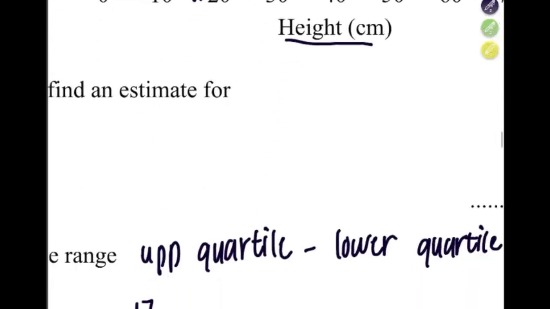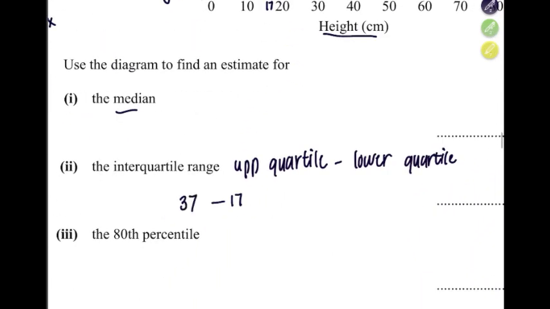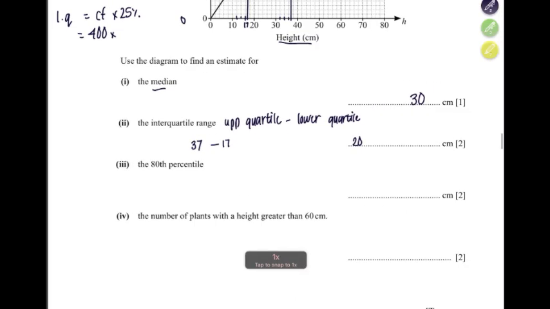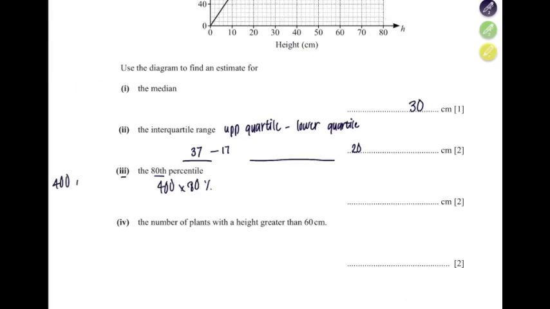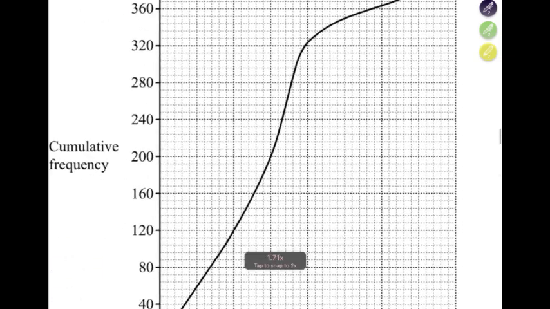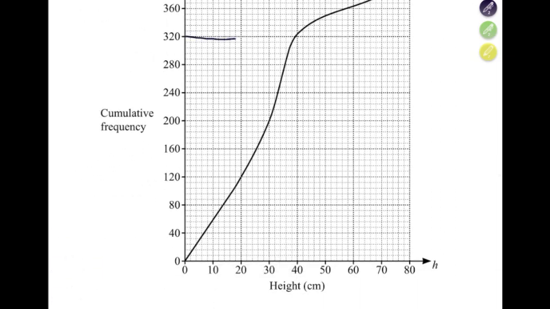It's 37. So 37 minus 17, the answer is 20. Now we can find the 80th percentile. 80th percentile is 400 times 80%. This is going to be 400 into 80 divided by 100. We can cancel them. 8 times 4 is 32, and then 1 0. So this is 320. Now, if we have 320, what's our number?